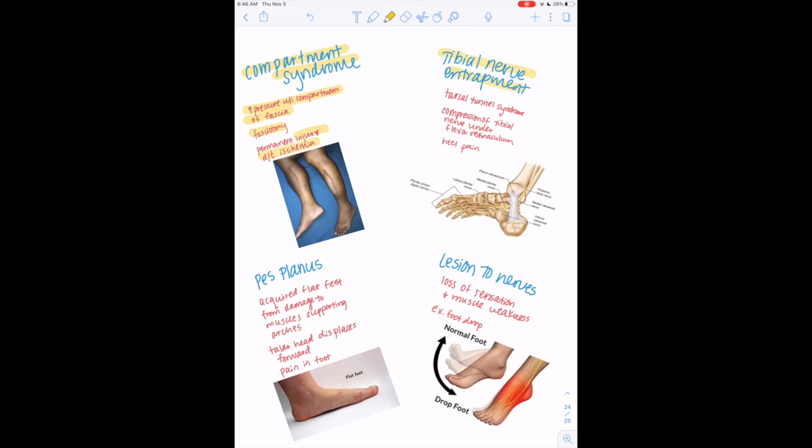Tibial nerve entrapment, also called tarsal tunnel syndrome, is due to compression of the tibial nerve under the flexor retinaculum, and it causes heel pain. Pes planus, also called acquired flat feet, is due to damage of the muscles supporting the arches. The tarsal head displaces forward and it causes pain in the foot. Lesions to any of the nerves that we discussed could cause loss of sensation and muscle weakness, for example, foot drop.